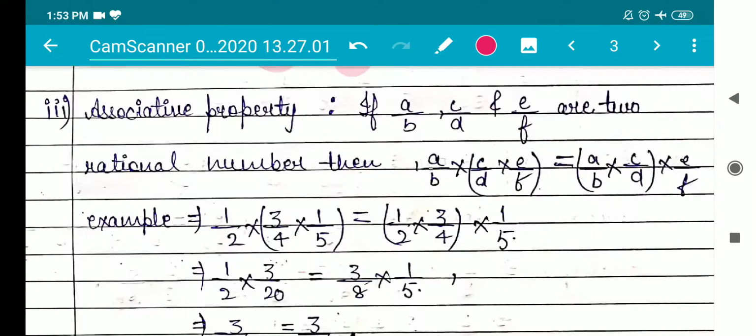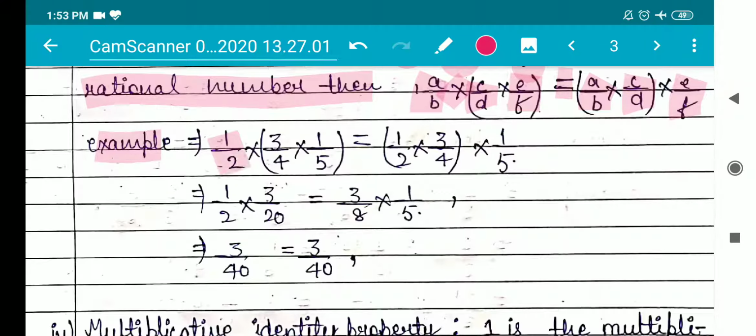Third property is associative property. If a/b, c/d and e/f are three rational numbers, then a/b into (c/d into e/f) is equal to (a/b into c/d) into e/f.